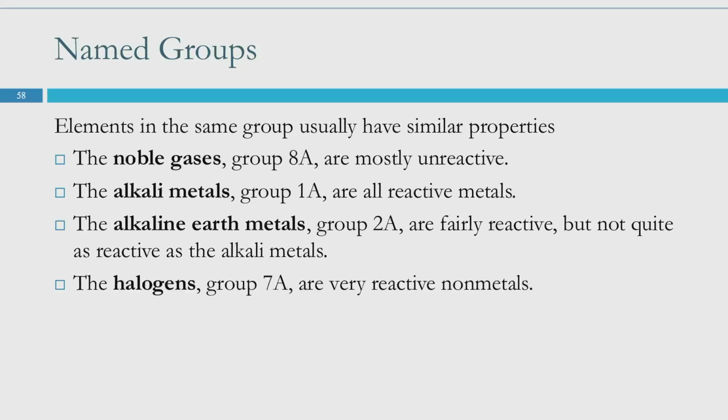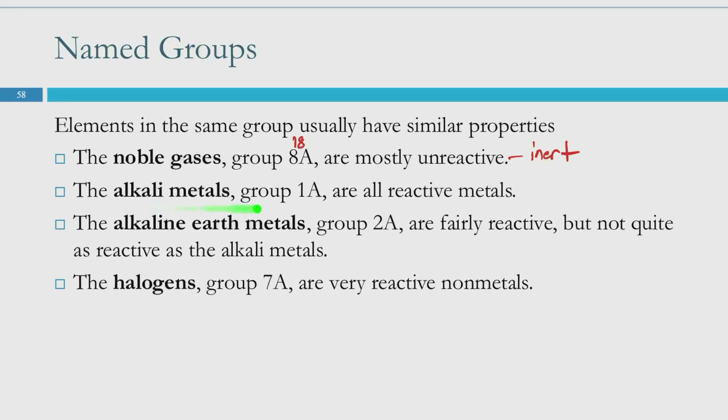The noble gases, group 8A or 18, are mostly unreactive or what we would call inert. They don't react with things. They just generally don't participate in reactions. You can get them to participate in reactions, but they're very unstable if you're able to get them to participate in a reaction. They really want to go back to being their noble gas self.